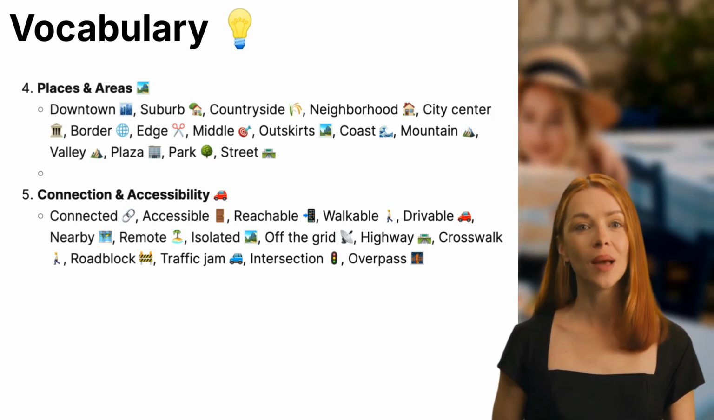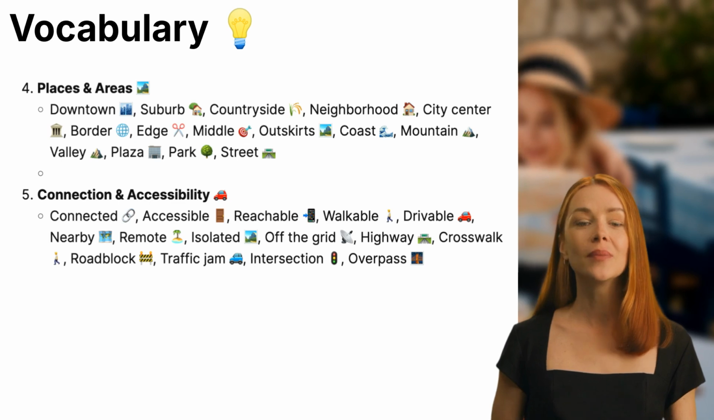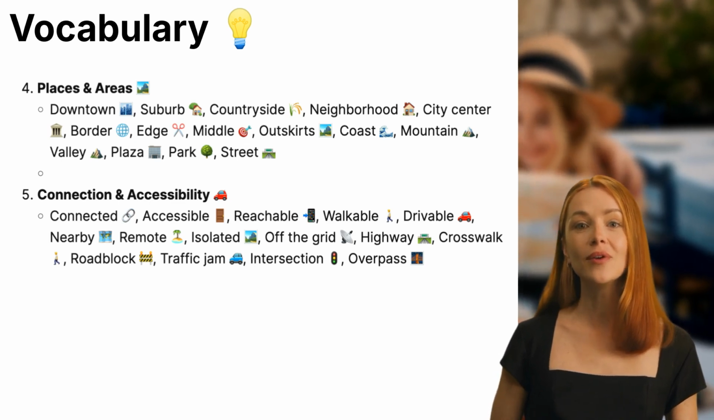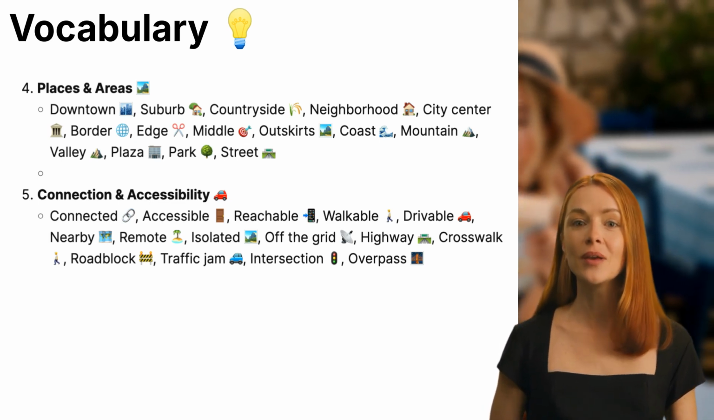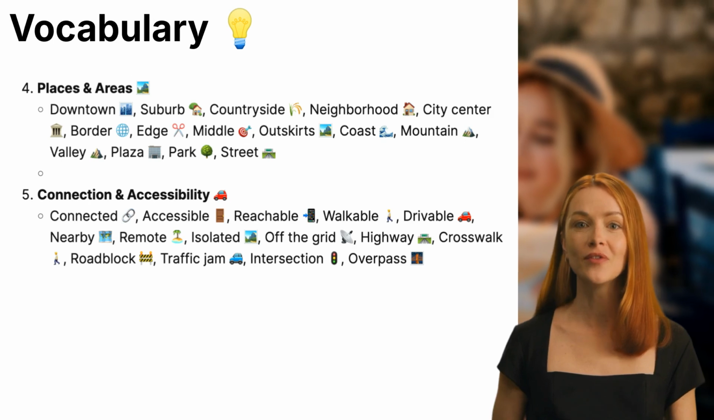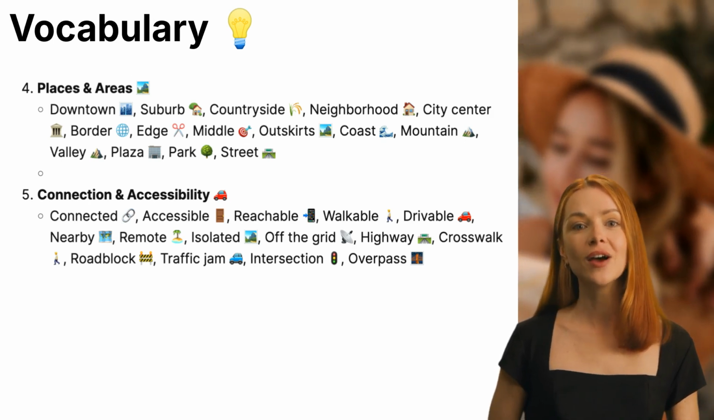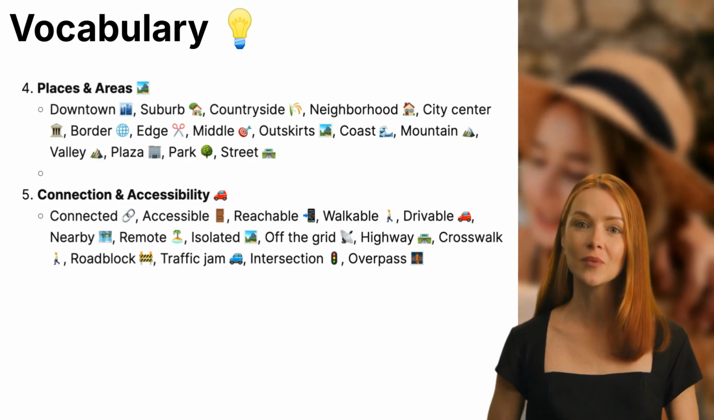Highway, a major public road, often for fast traffic. Crosswalk, a marked area for pedestrians to cross the road. Roadblock, something that blocks the road. Traffic jam, a line of cars that are not moving or moving slowly. Intersection, where two or more roads meet. Overpass, a bridge that carries one road over another.